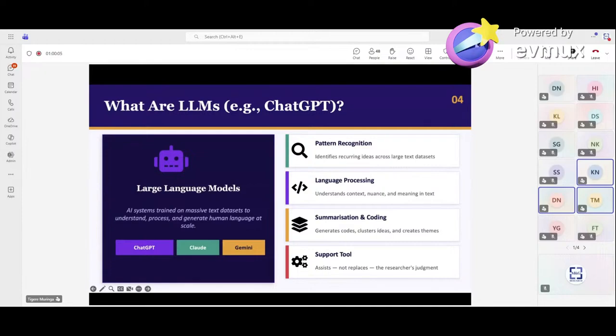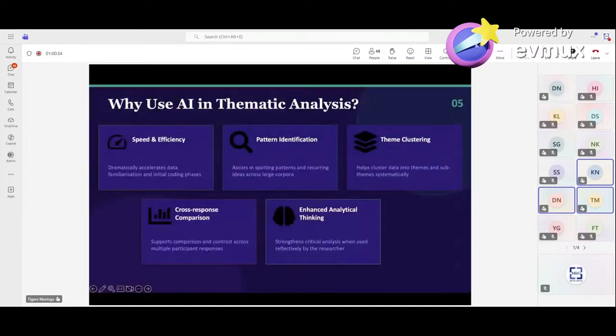Now, when we employ them in our thematic analysis approach, they assist, and we don't want them to replace the researcher. We want them to assist. They shouldn't replace the researcher's judgment. So human judgment, academic integrity, and the integrity of data should always be maintained. So we're saying let's employ them, but let's not replace our critical thinking.